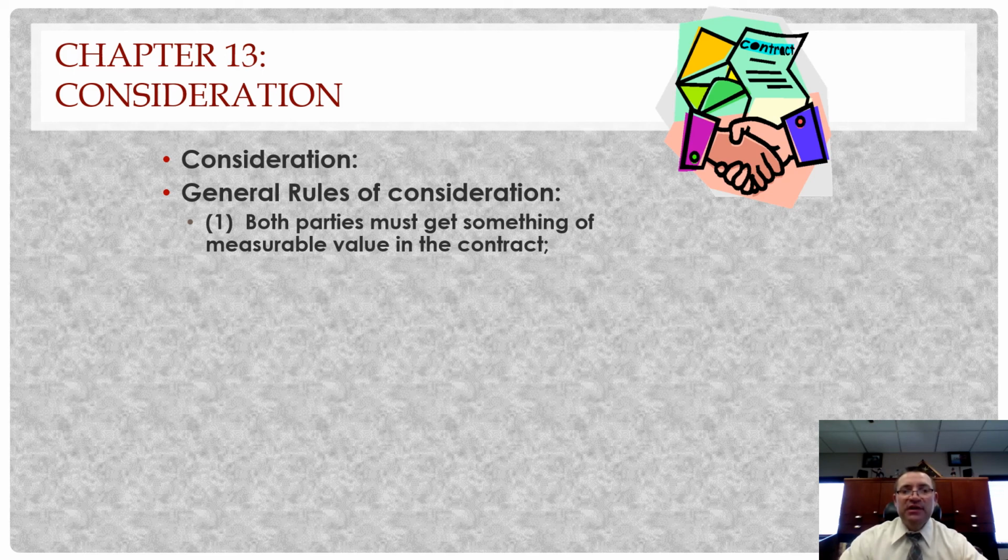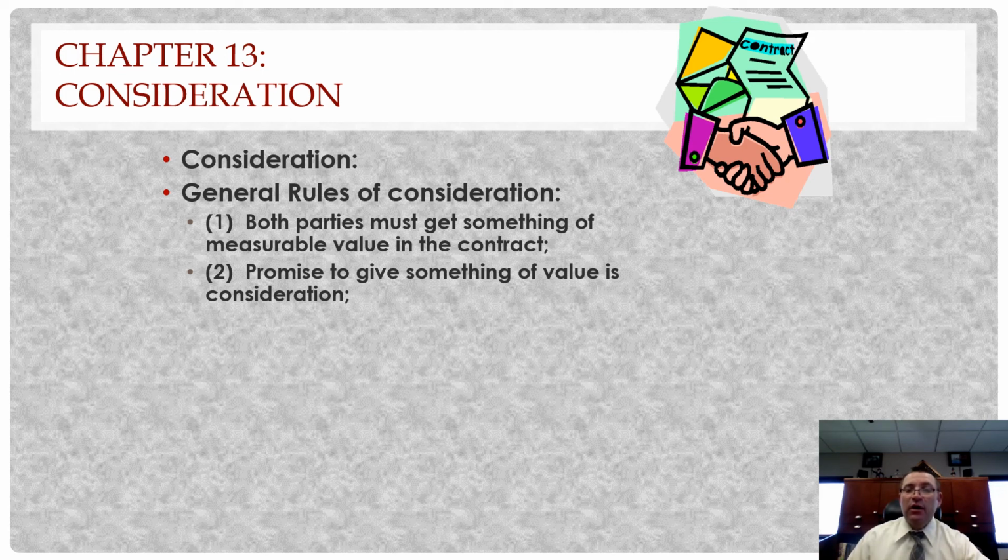So both parties must get something of measurable value in the contract. There has to be a promise to give something of value as consideration. Let me say that again: a promise to give something of value is consideration. So it could be, I promise to give you $500 when I get that money. I don't have it now, I haven't given it to you now, but I'm going to give it to you in the future.